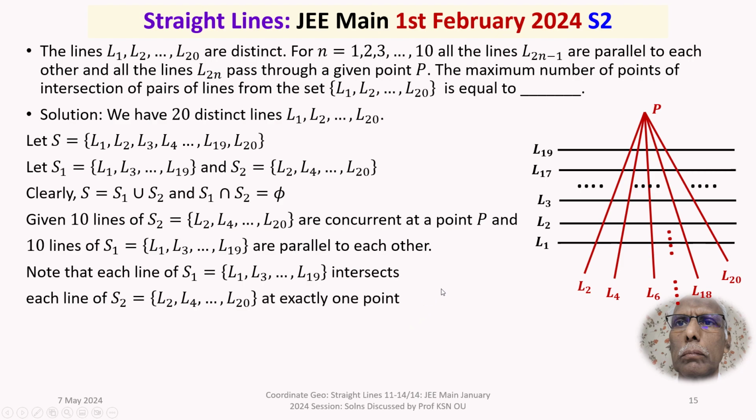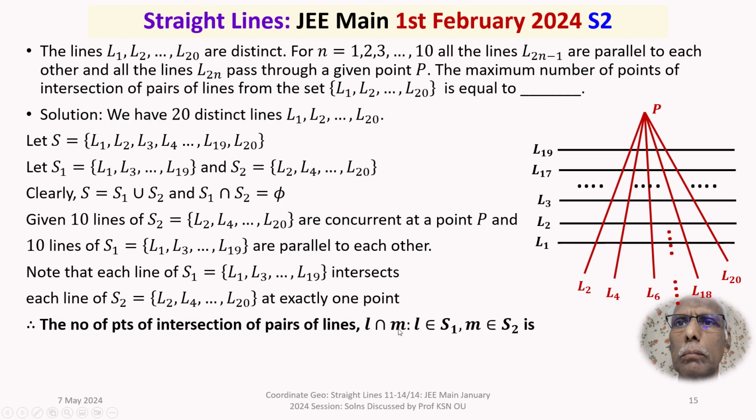Therefore, the number of points of intersection of pairs of lines L intersection M, where L comes from S1 and M comes from S2, is n(S1) multiplied by n(S2). That is 10 into 10, which is equal to 100. Agreed. Now the student will stop here. 100 points plus one more point P, so 101 points. Therefore, the answer is 101 and the answer is correct.